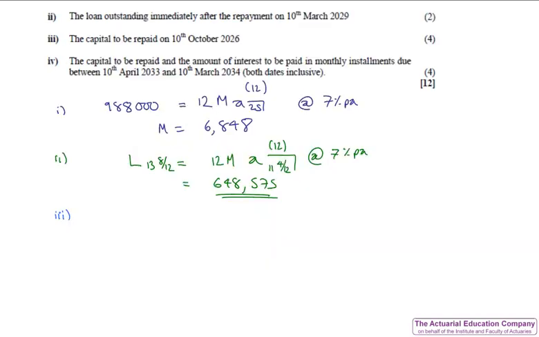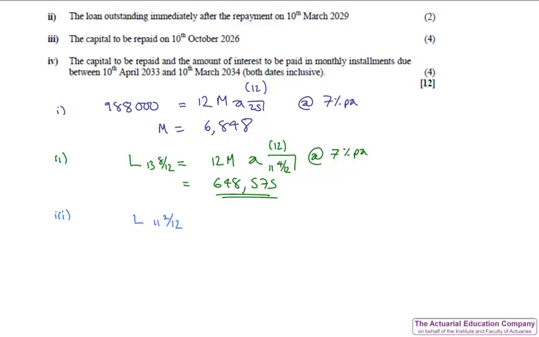648,575. Part 3 of the question requires the capital to be repaid on the 10th of October, so the capital repaid in just one repayment. The way we do this is we need the loan outstanding after the previous repayment, i.e. the 10th of September 2026.